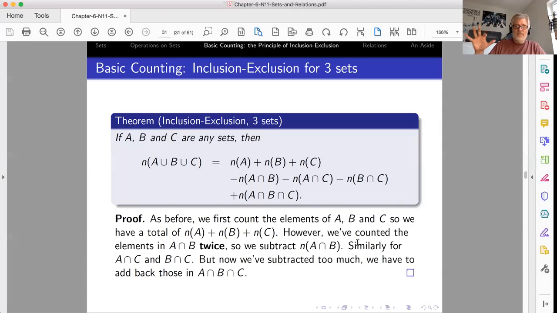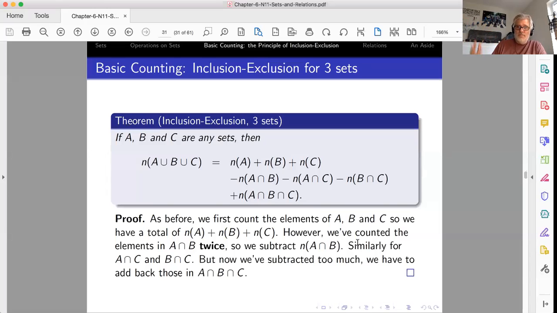So the formula says this is the number of elements in A plus the number of elements in B plus the number of elements in C. Subtract the number of elements which are in A and B. Subtract the number of elements which are in A and C. Subtract the number of elements which are in B and C. And then add back in the number of elements which are in A and B and C.